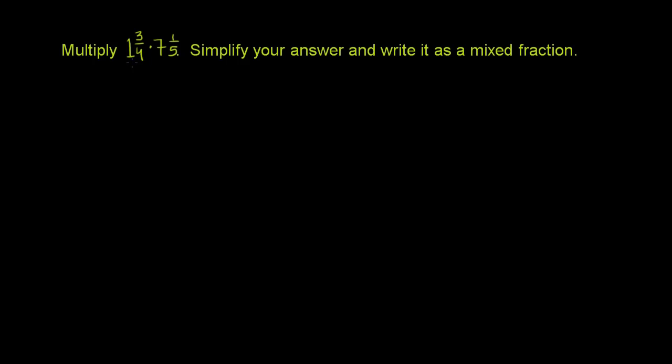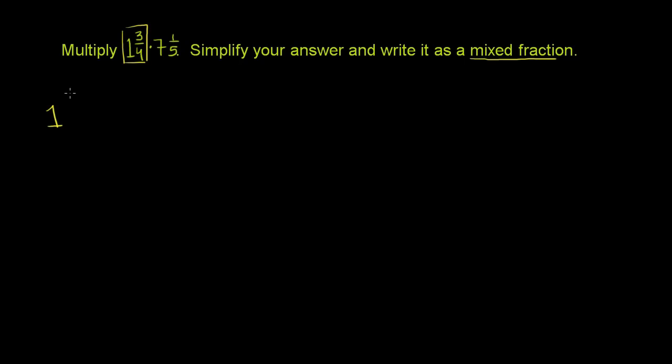Multiply 1 3/4 times 7 1/5. Simplify your answer and write it as a mixed fraction. So the first thing we want to do is rewrite each of these mixed numbers as improper fractions. It's very difficult, or at least it's not easy for me to directly multiply mixed numbers. One can do it, but it's much easier if you just make them improper fractions. So let's convert each of them.